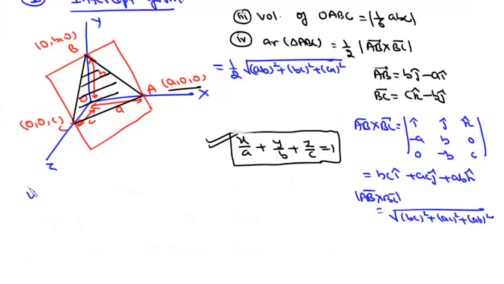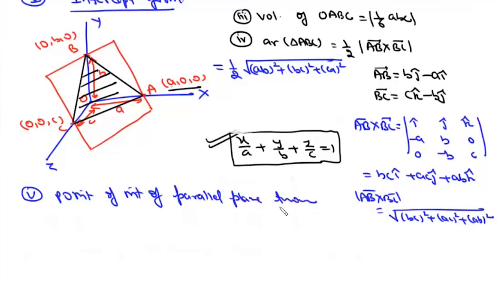And the fifth one is point of intersection of parallel planes through intercepts. And when we say parallel planes, that means planes parallel to coordinate planes xy, yz and zx.